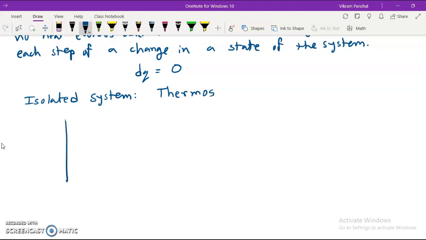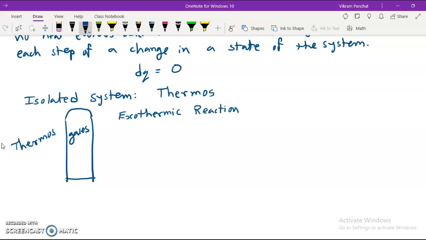Okay, so let us take one thermos. In this thermos, a reaction is going on. Gases are filled in this chamber. Okay, and as it is an isolated system, some reaction will occur. There are two types of reactions, either exothermic or endothermic reaction. So if you take, for example, exothermic reaction, which occur inside this thermos. So in exothermic reaction, energy evolved. That means energy released. Okay, and because it is isolated system, energy evolved in isolated system.